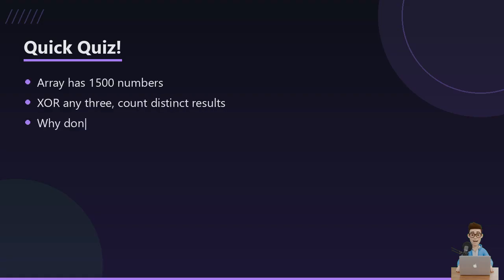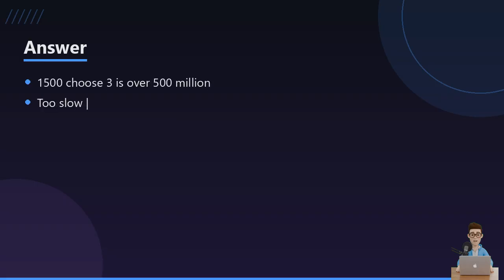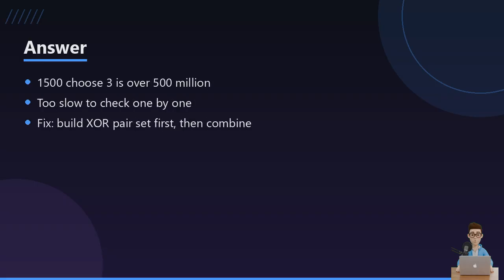Quick quiz. With 1500 numbers, why can't we just brute force every triple? Pause it and think for a sec. Take a moment before I give it away. 1500 numbers gives over half a billion triples. Way too slow. That's why we build the pairwise XOR set first, then XOR again.